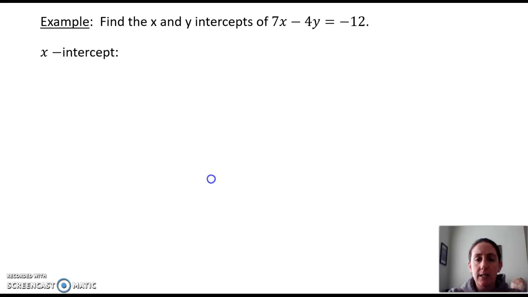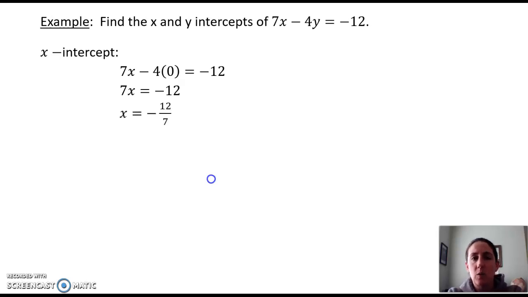When you're crossing the x-axis, your y value is 0, so that's exactly how you find it. You plug in y equals 0. That 4 times 0 term goes away, and we're left with 7x equals negative 12. Divide both sides by 7, and we get x equals negative 12 over 7. That means where this line crosses the x-axis is where x is equal to negative 12 over 7.